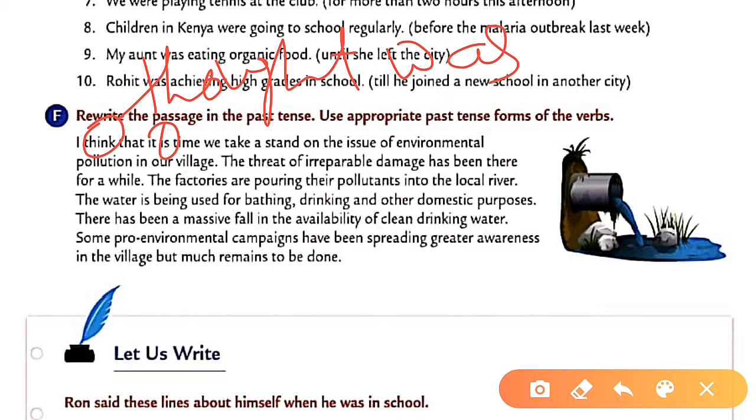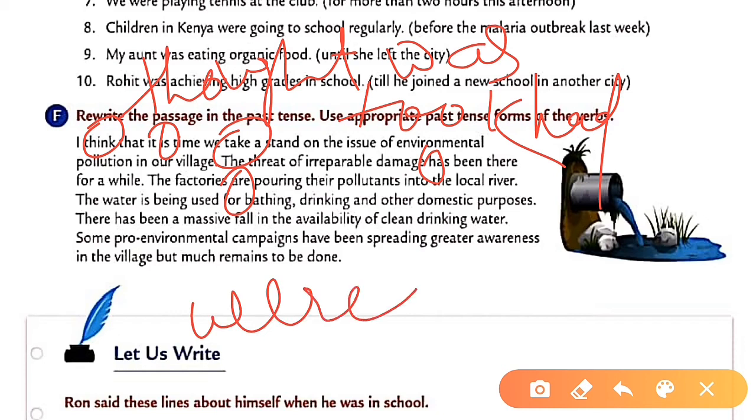Okay, so the first two are complete. We took a stand on the issue of environmental pollution in our village. The damage had been there for a while. The factories were pouring their pollutants into the local river. The water was being used for bathing, drinking, and other domestic purposes.